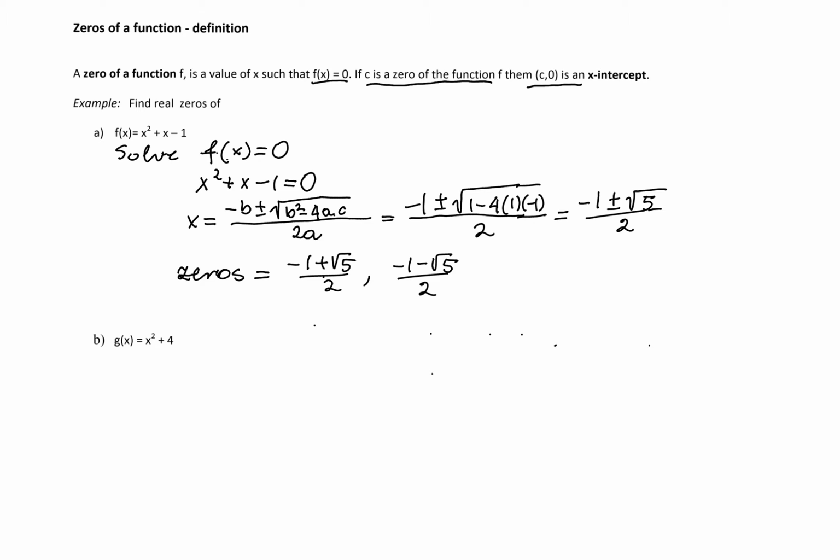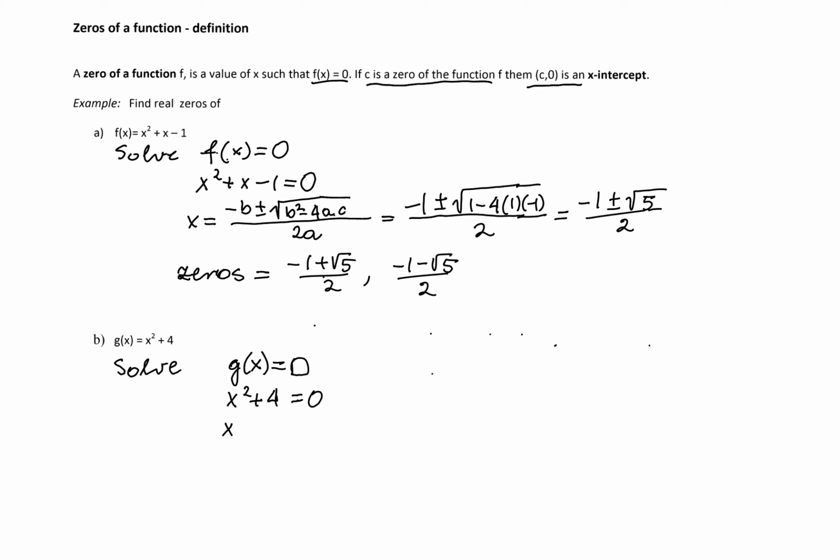Let's look at the example in part B. Function g of x is x squared plus 4. So again, if I want the zeros of this function, I have to find the values of x that make g of x equal 0. It means I need to solve the equation g of x equals 0, which means I need to solve the equation x squared plus 4 equals 0.